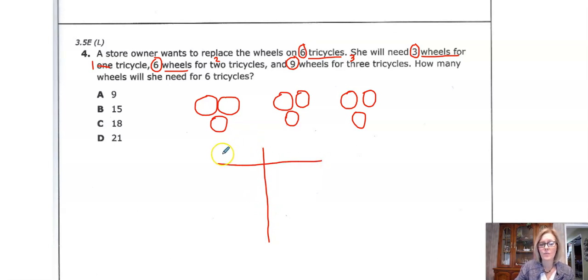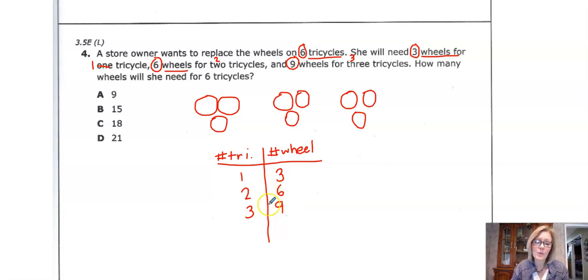And you could have said, well, the number of tricycles, and I'm just going to put tri here, the number of tricycles, and then number of the wheels that we're going to need. So wheels and tricycles. And if we go for 1 tricycle, she needs 3. That's exactly what our problem told us. For 2 tricycles, she would need 6. For 3 tricycles, she would need 9. Okay, if you'll notice, we're building a table.